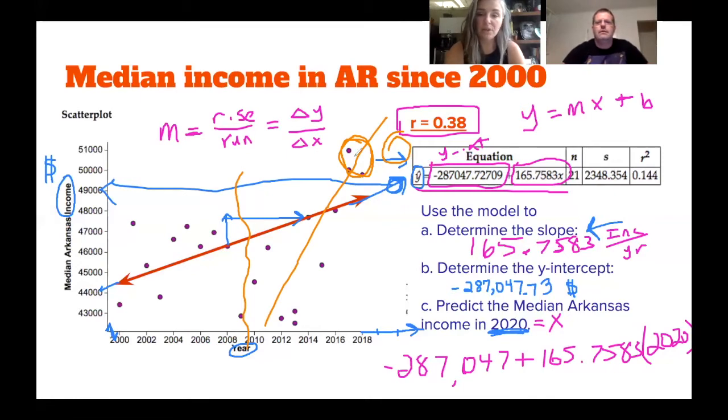So look at this slide. This is a mess. Yeah, I know. This is terrible. I'm sorry. But at least I feel like I'm teaching, like I'm doing my thing, even though my handwriting's terrible.